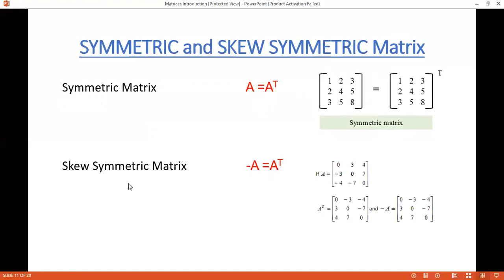In the case of a skew symmetric matrix, the negative of the matrix is equal to its transpose. For example, a matrix 0, 3, 4, minus 3, 0, 7, minus 4, minus 7, 0, and its transpose 0, minus 3, minus 4, 3, 0, minus 7, 4, 7, 0. Looking at the signs, the 3 is converted into minus 3, the minus 4 into 4, and the minus 7 into 7. So the negative of the matrix is equal to its transpose. This is known as a skew symmetric matrix.